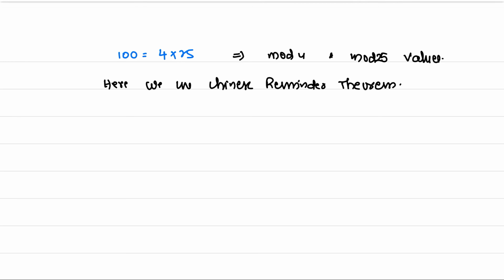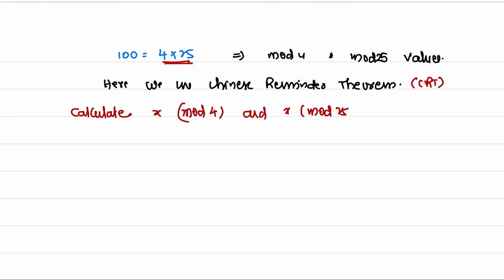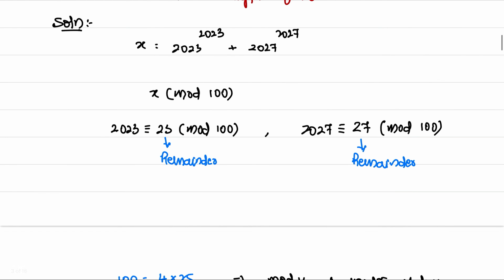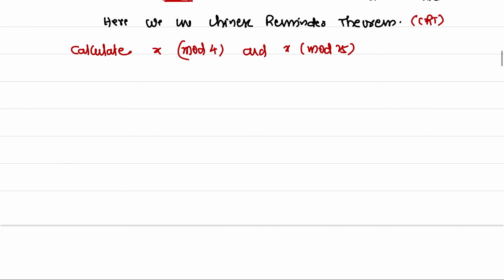Because 100 is equal to 4 into 25, for using the Chinese remainder theorem, CRT, we have to calculate x mod 4 and x mod 25 to find the last two digits, because ultimately what we have to find? x mod 100. x mod 100 I have written as separately x mod 4 and x mod 25.